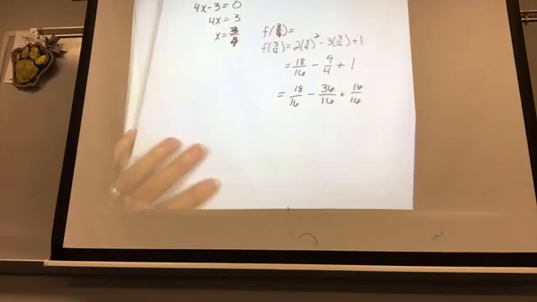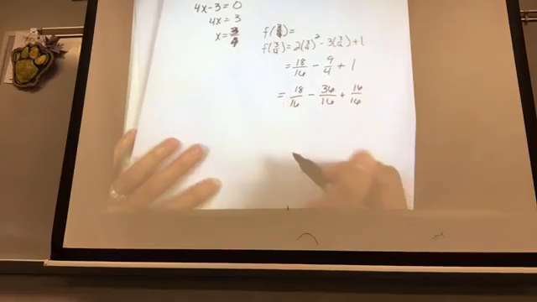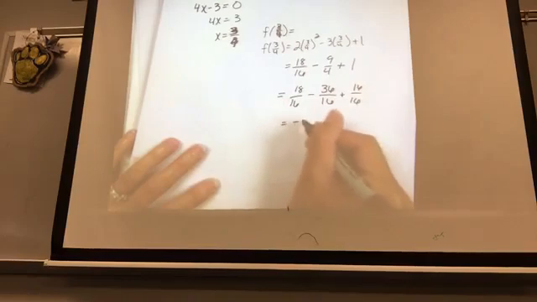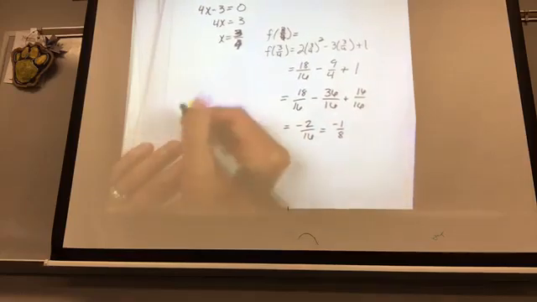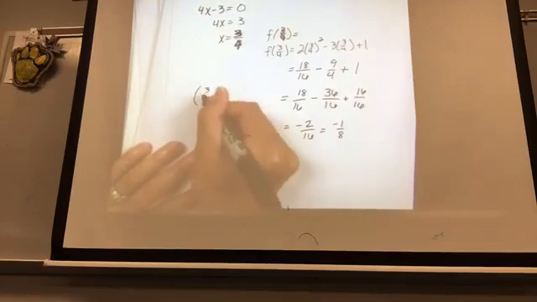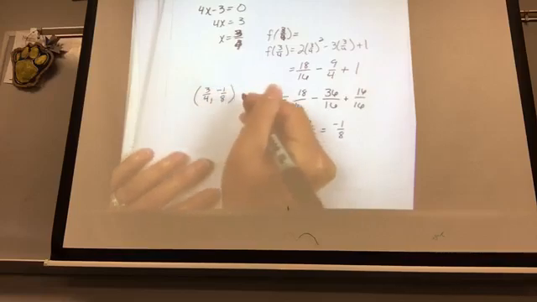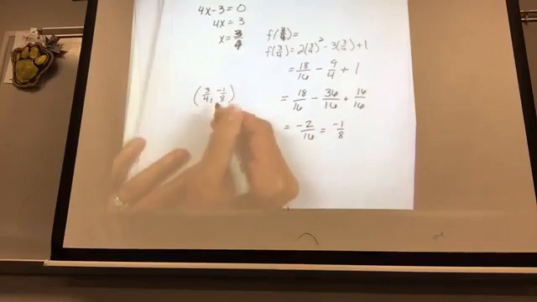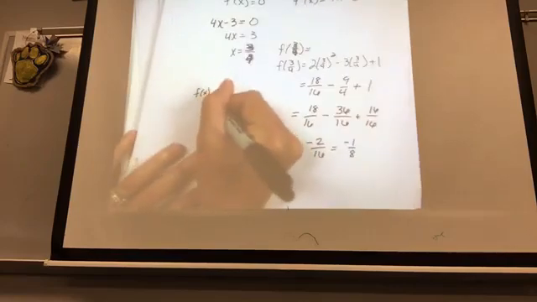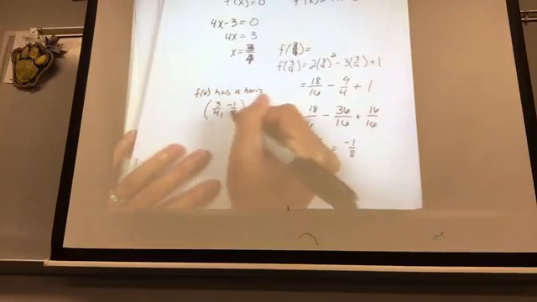And what do we get? Negative 2/16, which then reduces to negative 1/8. So what's my final answer? 3/4. Good, that's the point where f of x has a horizontal tangent. So f of x has a horizontal tangent at 3/4, negative 1/8.